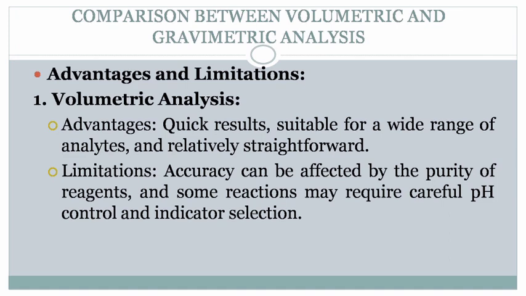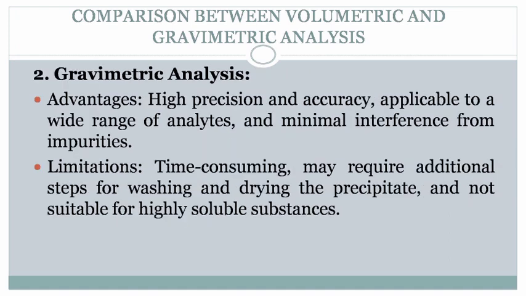Advantages and limitations. First, volumetric analysis. Advantages: quick results, suitable for a wide range of analytes, and relatively straightforward. Limitations: accuracy can be affected by the purity of reagents, and some reactions may require careful pH control and indicator selection. Second, gravimetric analysis. Advantages: high precision and accuracy, applicable to a wide range of analytes, and minimal interference from impurities. Limitations: time-consuming, may require additional steps for washing and drying the precipitate, and not suitable for highly soluble substances.